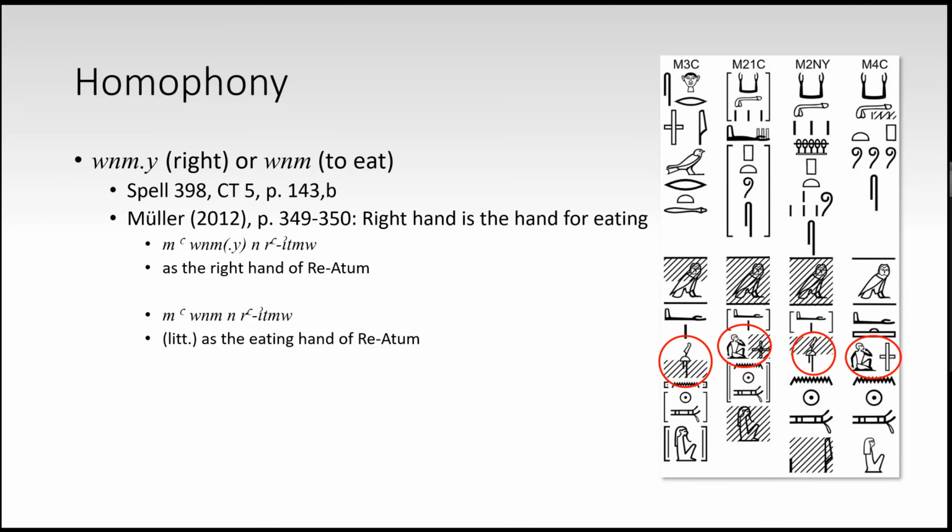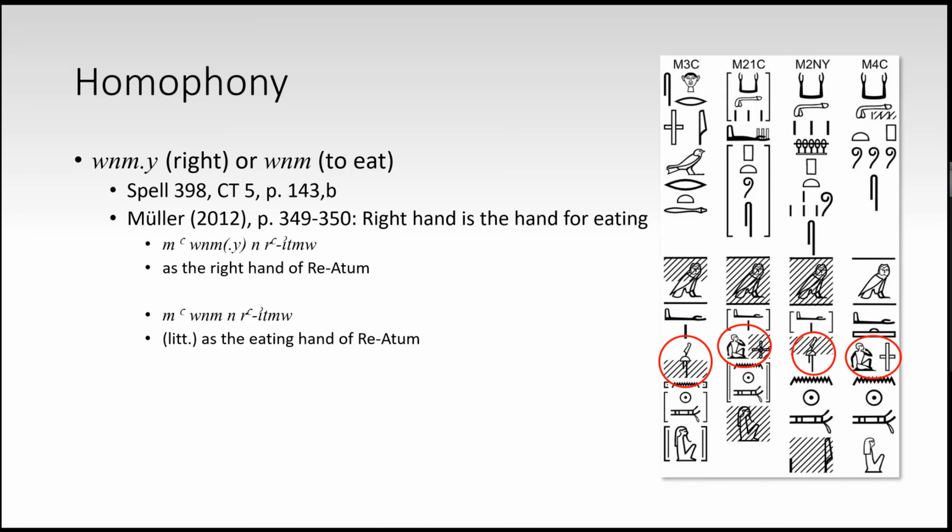So what happened here is that the normal writing for imani or wenami, right hand, is changed in wenem to "eat." And this looks rather weird, and it looks rather close. This is indeed a homophonic issue. However, if you go to Müller's publication from 2012, he has a reasonable alternative suggestion to this one. And I think he is correct here in this case.